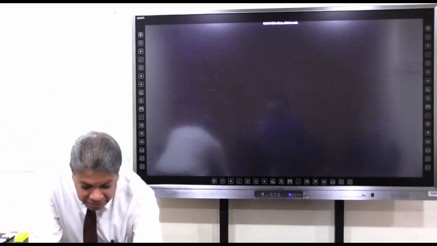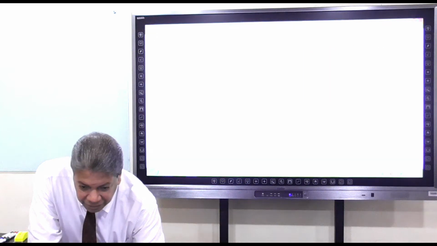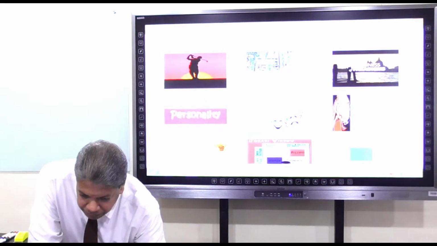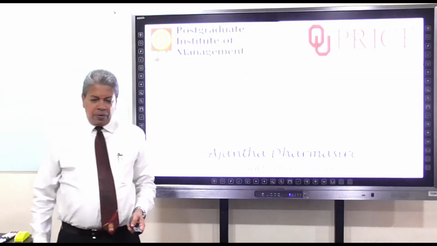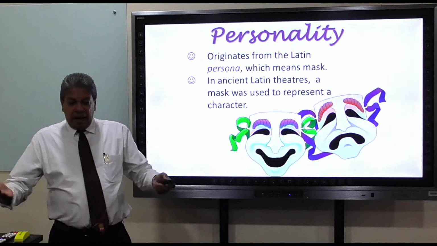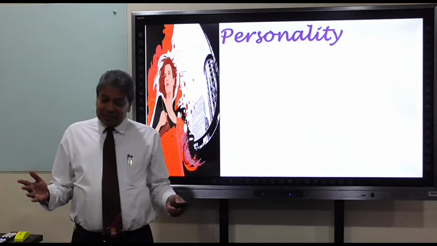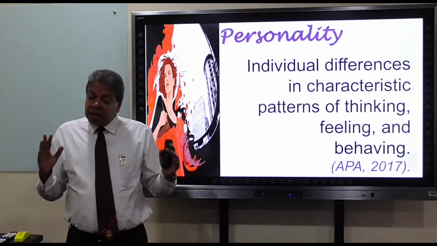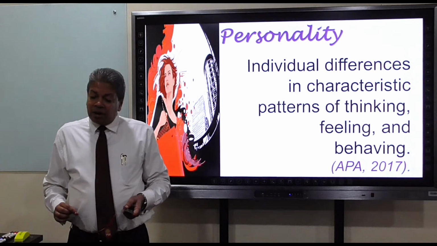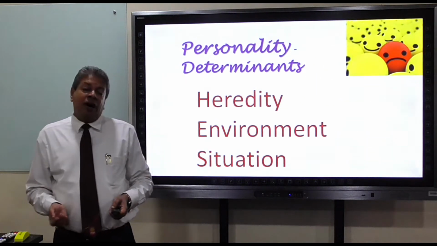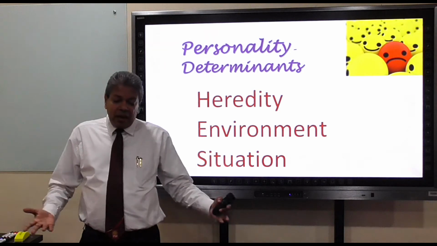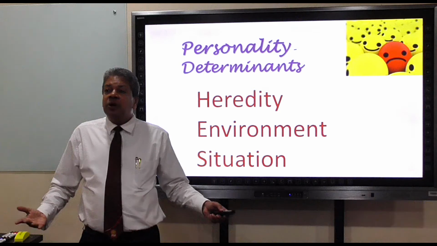Let me take you through the essence of the second session. And there we looked at personality, a detailed description of personality. Where we looked at personality as it originates from persona, which means a mask. And in Latin theatres, it is used to represent a character. Then we look at a broader definition: individual differences in characteristic patterns of thinking, feeling, and behaving, according to the American Psychological Association. Then we look at determinants: heredity, environment, and situation, what you inherit from your parents, and what the surroundings and the critical incidents, the life-changing events in your career and your life so far.